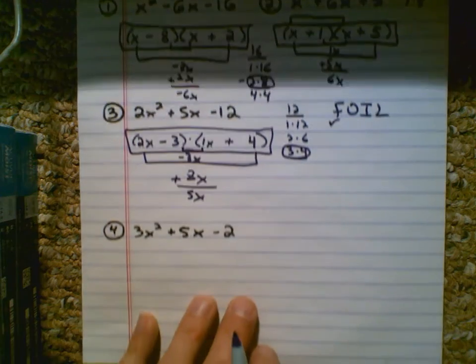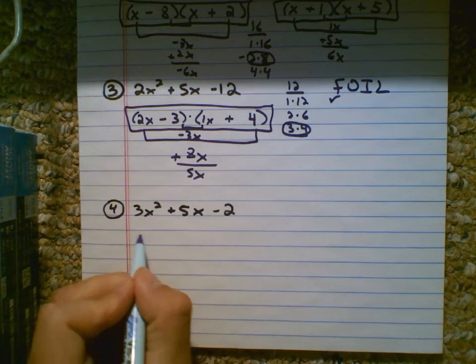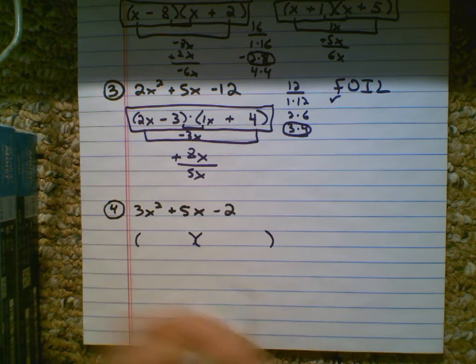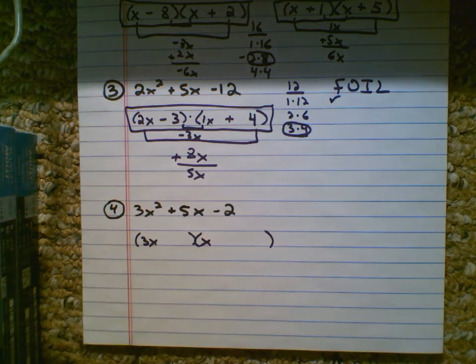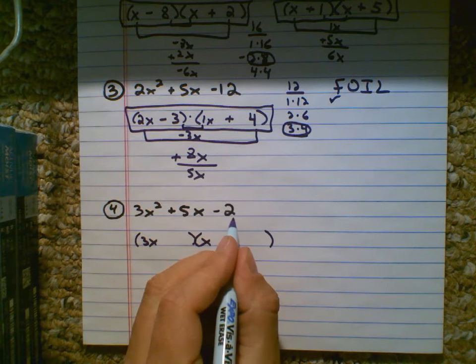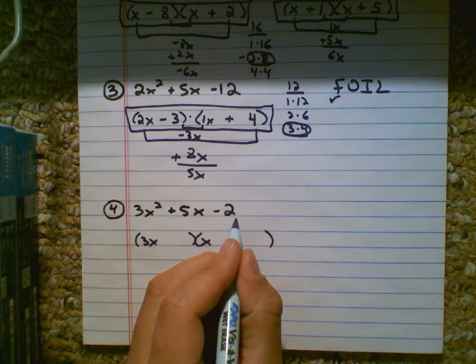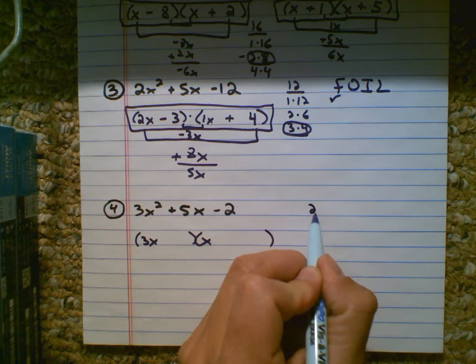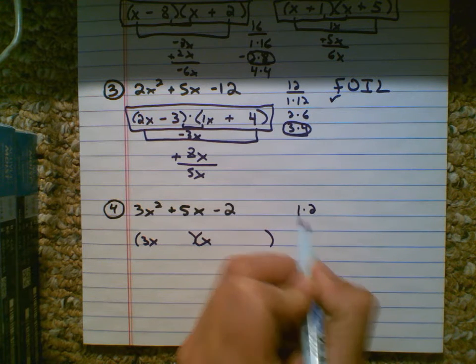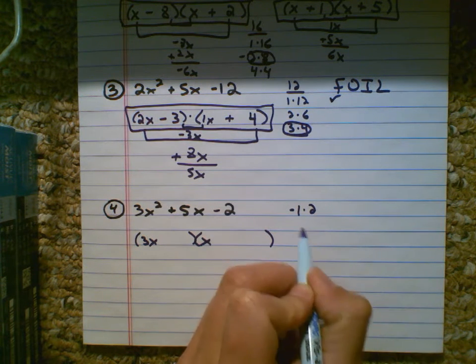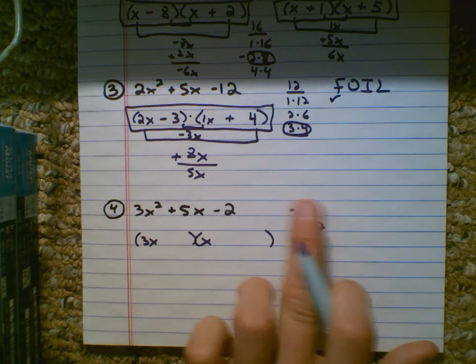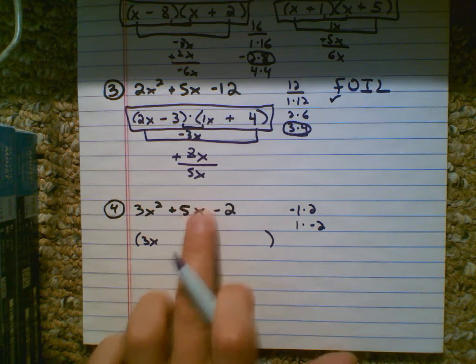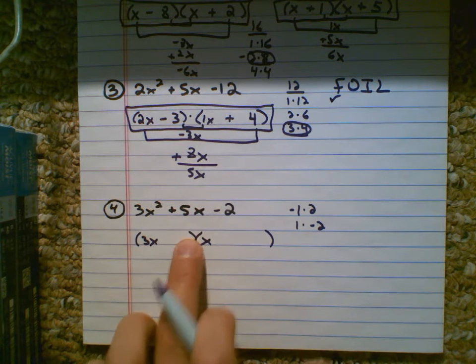All right, let's look at number 4. So once again, I'm going to factor it into two binomials. I have 3x squared, so 3x times x gives me 3x squared. I have to think about what numbers multiply to negative 2. Well, that's 2 times 1, and either the 1 could be negative or the 2 could be negative. Then I need to figure out where I should put those numbers so that I can get 5x in the middle when I check the inside and the outside.